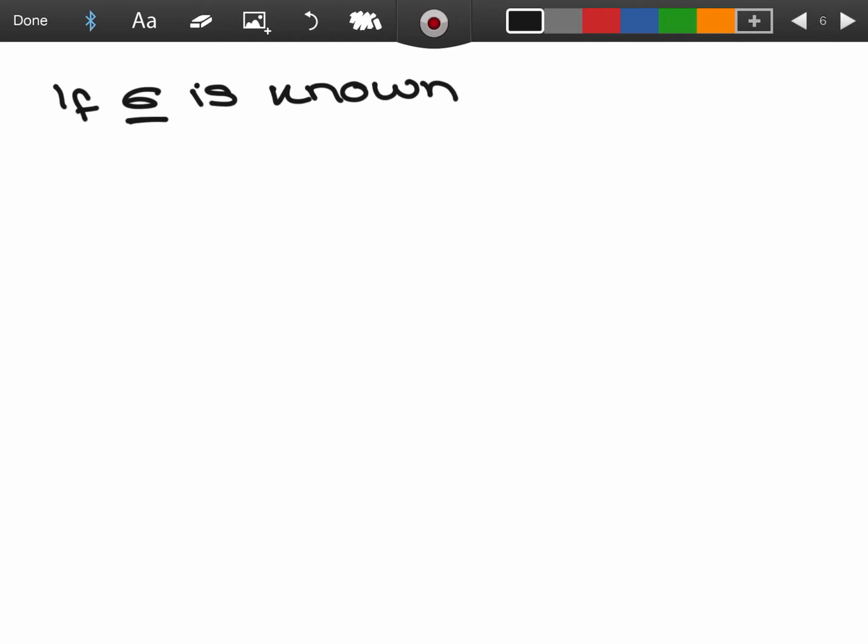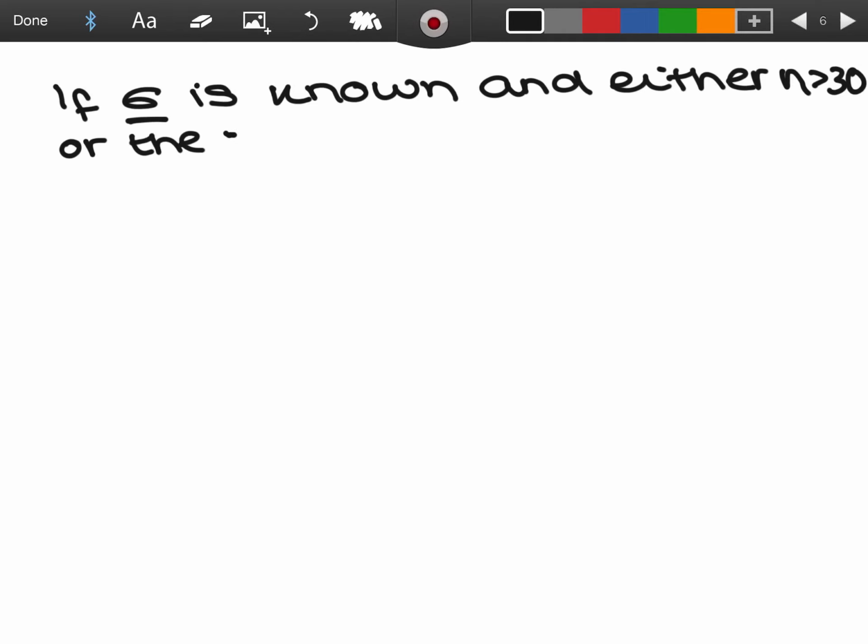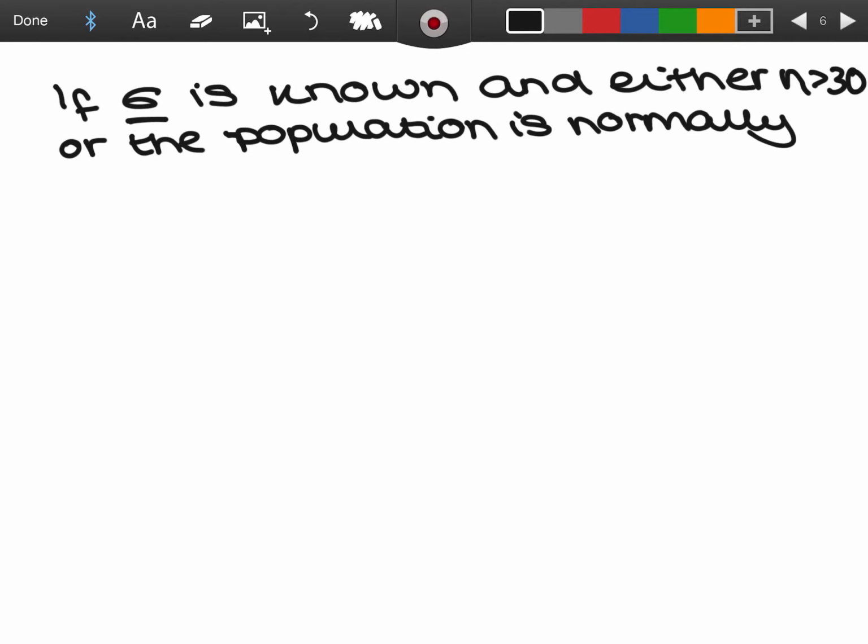But if you are given the population standard deviation and either your sample sizes are greater than 30 or the population that you start out with is normally distributed. So you can have one or the other. As long as one of those things is true, then you can go ahead and use this, okay?